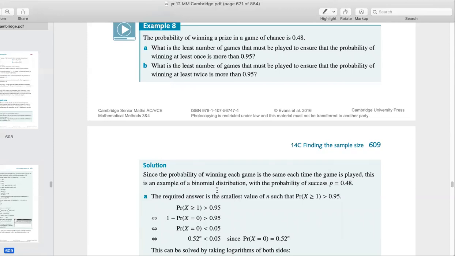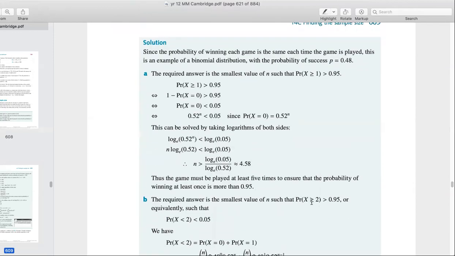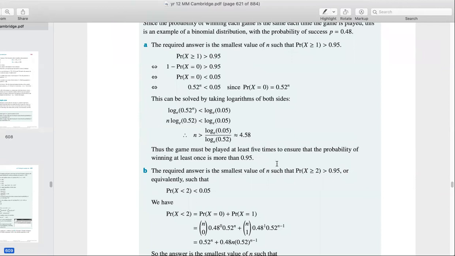So again, probability x greater than or equal to 1 is pretty hard to calculate. That's why we use 1 minus probability x equals 0, 1 minus its opposite, or 1 minus its complement. Which means I never win in the game should be probability less than 0.05. So I use CAS to solve this one. I get my n value is about 4.58, and we have to round up, because we don't have half a game or 0.6 of a game. That's why we have to play 5 times.